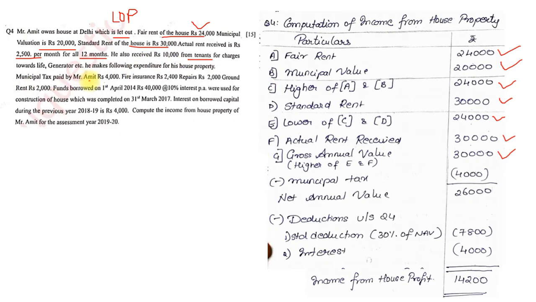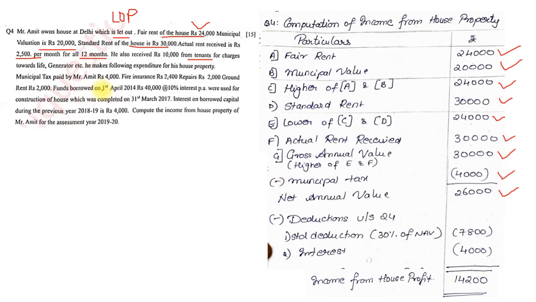Municipal tax paid by Mr. Amit. Amit is the owner. The owner pays municipal tax, so he'll get it as a deduction. Less 4,000. So 30,000 minus 4,000 is 26,000. That's our NAV, net annual value. Next they gave fire insurance 2,400, repairs 2,000, ground rent 2,000. None of them is there in the format.